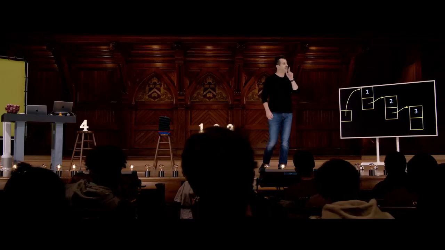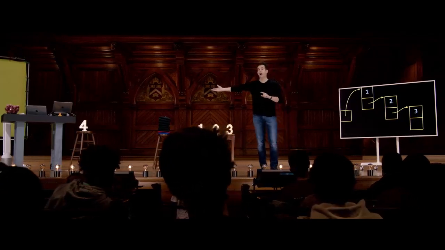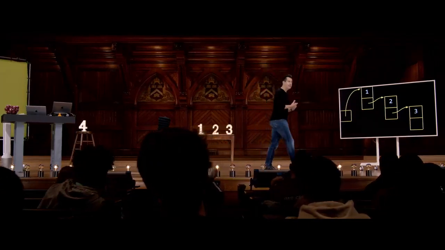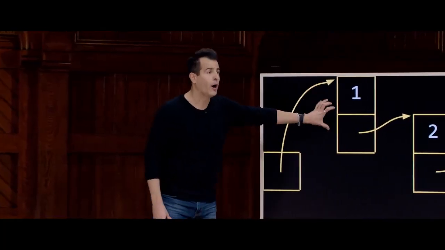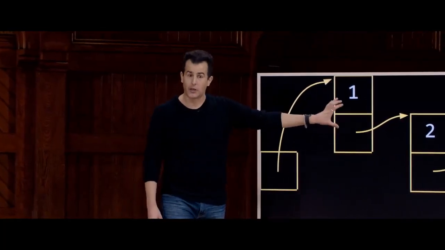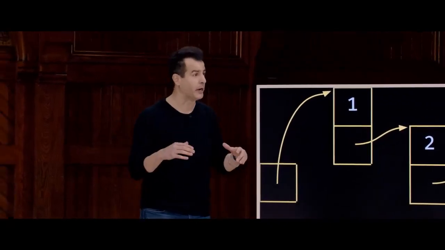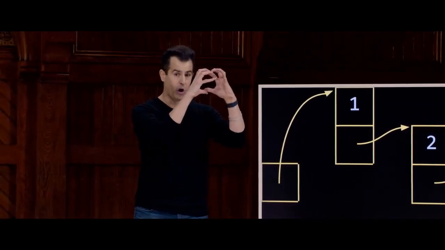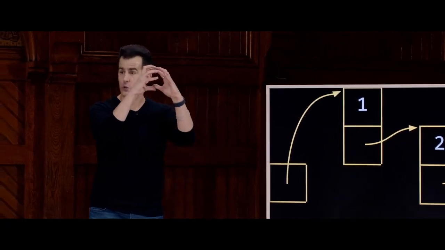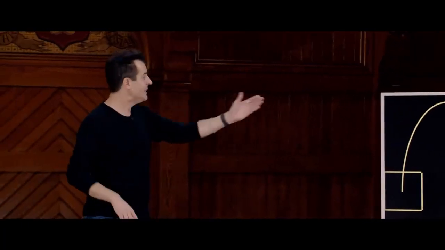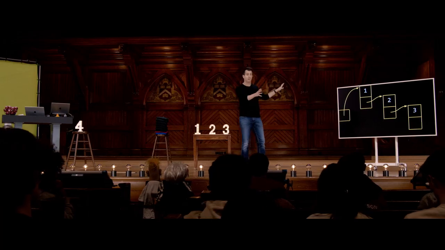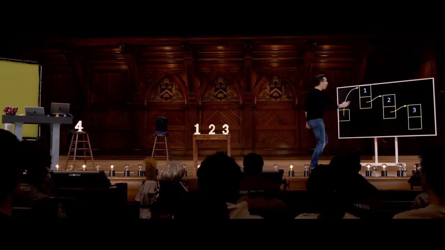You can't index into it. Now, I haven't even tried in code, but when you have a linked list, you can no longer use square bracket notation. Because why? Well, square bracket notation just assumes the contiguousness of memory. Location 0 is here. Location 1 is literally 1 to the right. Location 2 is literally 1 to the right, 1 to the right.